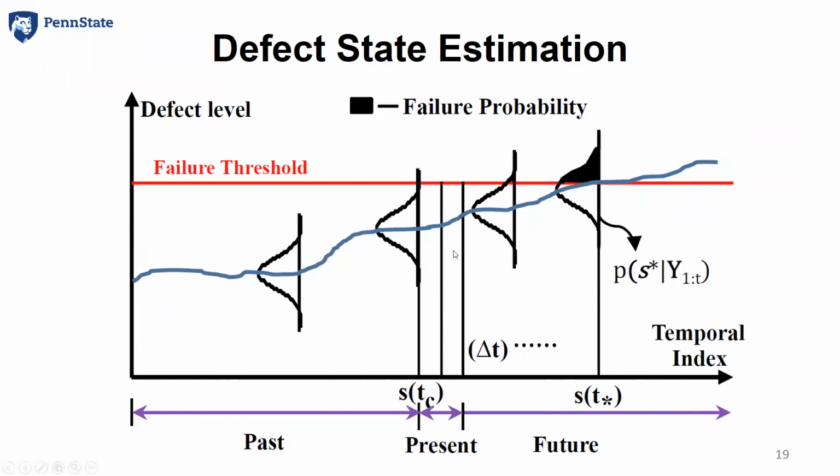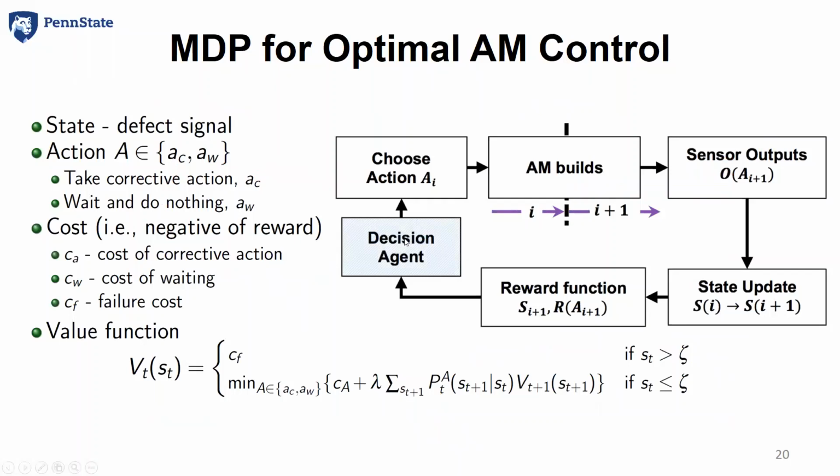So if we finish the ith layer of the build and we connect the sensor output, then we can update and predict what's going to happen to the next layer. Then based on the reward function, we have a decision agent to choose the optimal action. The action is going to help us reduce the failure probability in the upcoming layer. What should we do in this layer to reduce the defect in the next layer?